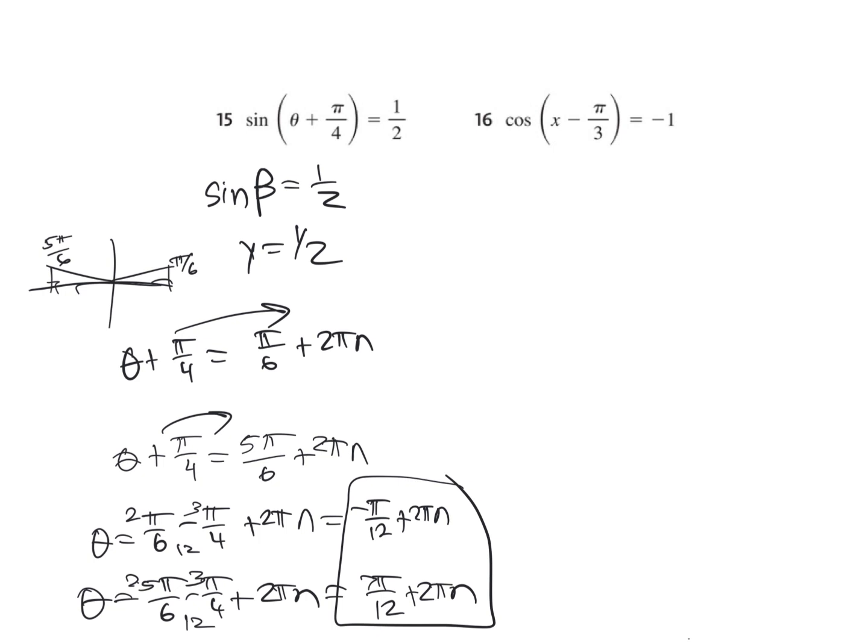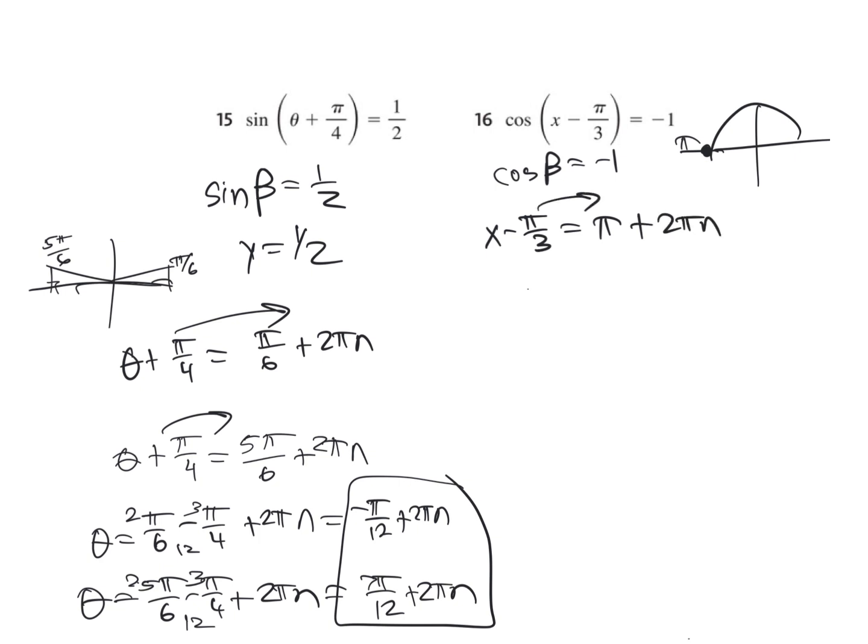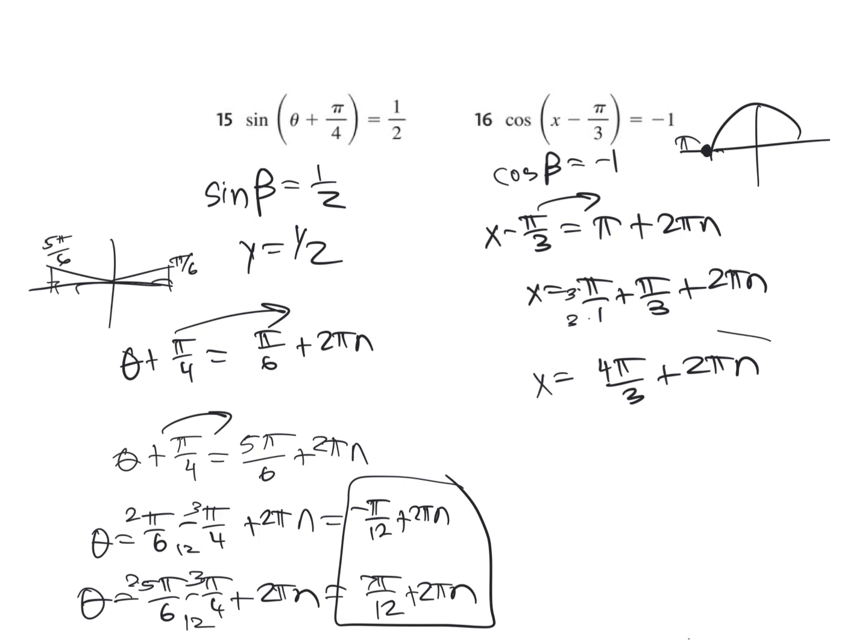16, same thing. The cosine of beta equals -1, where x equals -1. X is -1 right here at pi. So you have x minus pi over 3 equals pi plus 2 pi n. So we're going to add pi over 3 to the pi, and here plus 2 pi n. Common denominator is 3, so we multiply by 3. So 3 pi plus pi is 4 pi over 3 plus 2 pi n.